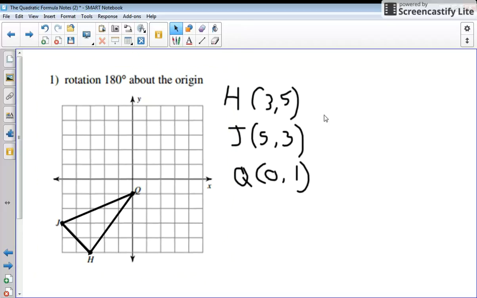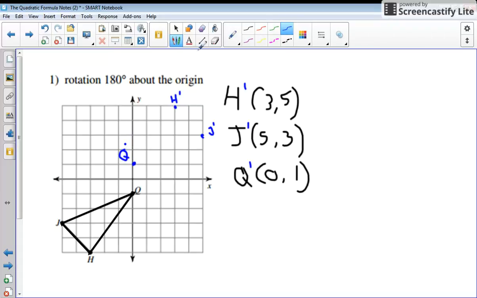So our goal is to find that new triangle. And the reality is I've found the coordinates already, so I can just go ahead and plot those to do that. So let's plot the new H. So these actually are all primes. So I sort of fooled you when we did that. 3, 5 is H prime. J is going to be 5, 3. Again, I should call that J prime, not just J. And Q prime is going to be 0, 1.